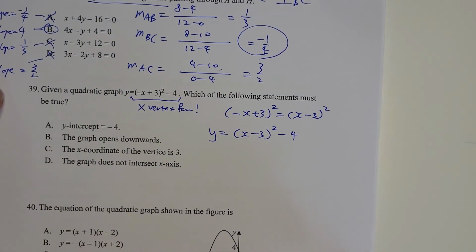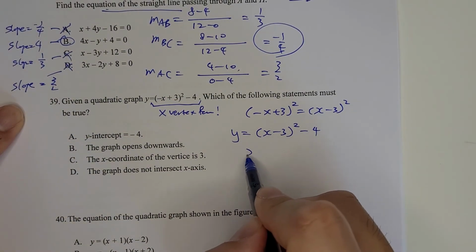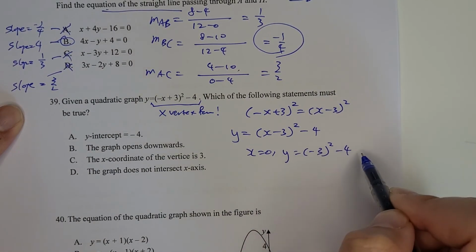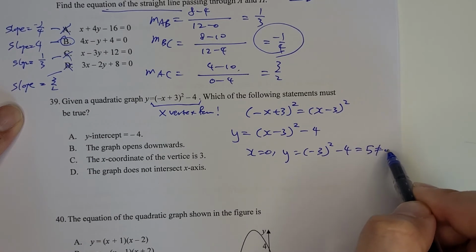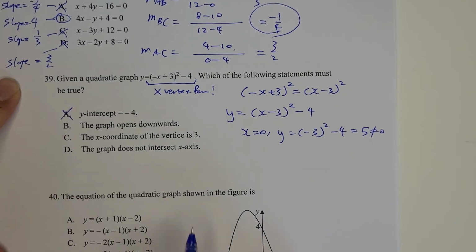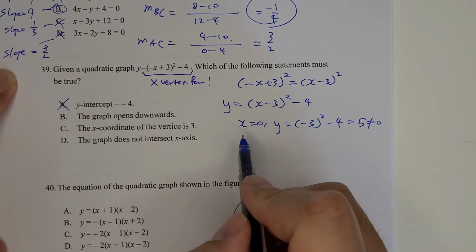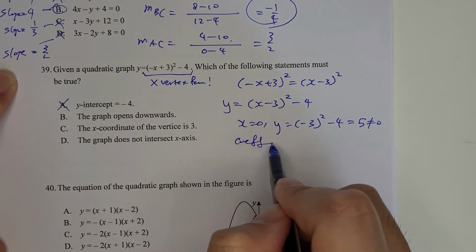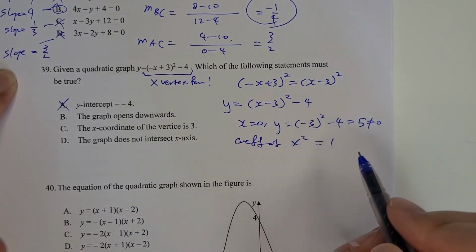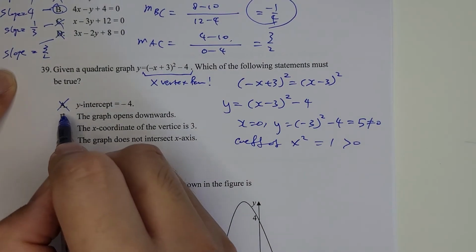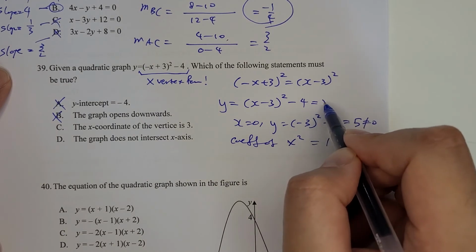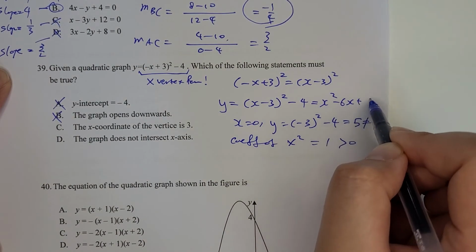For the y-intercept, when x equals 0, y would be (negative 3) squared minus 4, that is 5, not 0. So A is not correct. Then B, is it open downward? The coefficient of x squared is 1. When you expand this, it is positive. So B is not the answer. If you don't believe it, you can just expand this, it becomes x squared minus 6x plus 5.